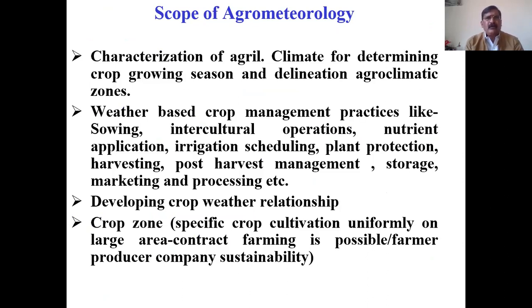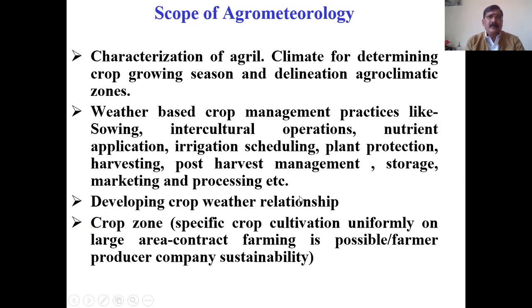So, the scope of agrometeorology: the characterization of agricultural climate for determining the crop growing season and delineation of agroclimatic zones. Then, weather-based crop management practices like sowing, agricultural operations, nutrient application, irrigation scheduling, plant protection, harvesting, post-harvest, storage, marketing, and processing, etc.